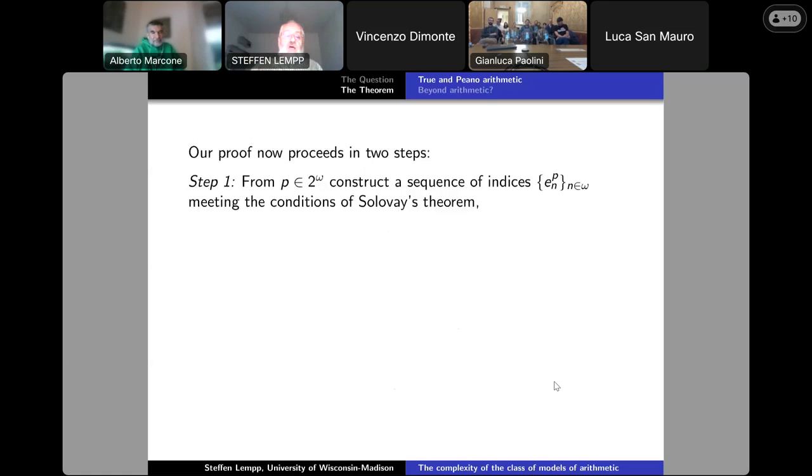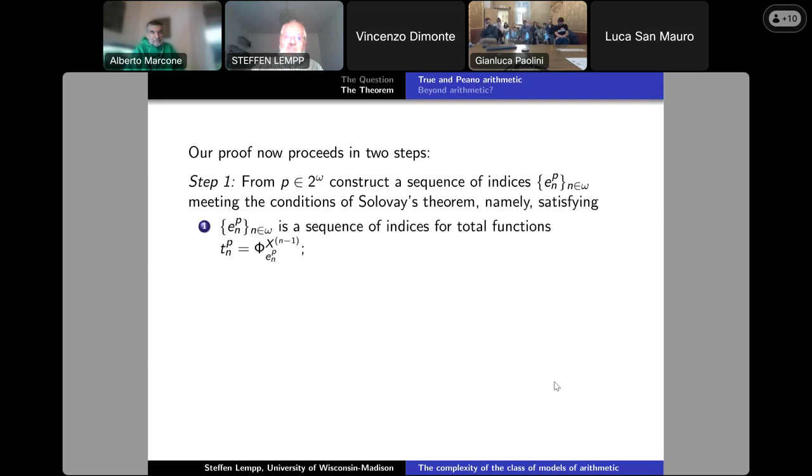Okay, so our proof then proceeds in two steps. First of all, from P, we're going to construct a sequence of indices e_P,n, and we're going to just meet the conditions of Solovay's theorem. Remember what these were. First of all, these e_P,n are the indices of how the TPn are delta zero n relative to x to the n minus one, and the indices are given in this sequence.